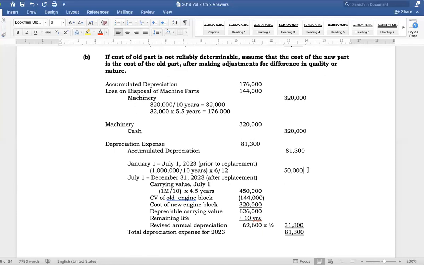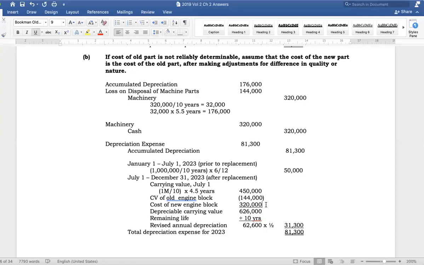So the carrying value as of July 1 is 1 million times 4.5 years, the remaining number of years from the date of replacement to the end of the original estimated useful life, over 10, which is the original estimated life. So that is 1 million divided by 10 times the remaining 4.5 years. The undepreciated portion is 450,000. Then we recognize the carrying value of the old engine block, which in this case is 144,000.